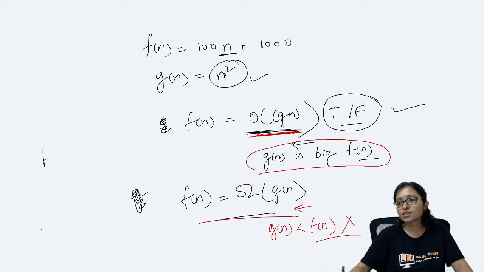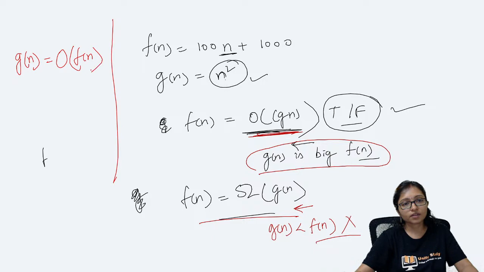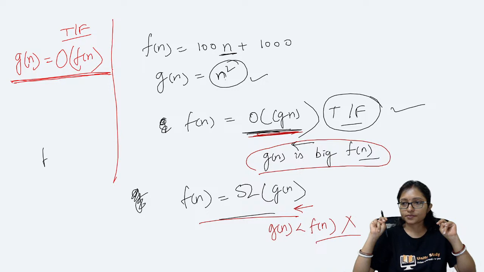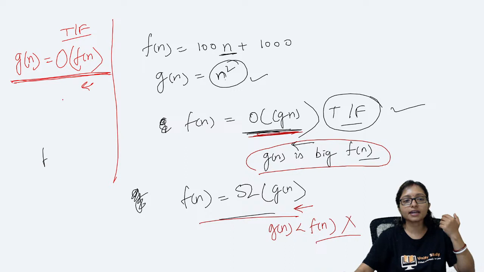Okay, clear. Achha. Now can I say this one, that gn is big O of fn? Is it true or false? This is a very, very important concept. Good, very good. This is false, because here it is telling that fn is greater than gn. Is it true? No, fn is not greater than gn.